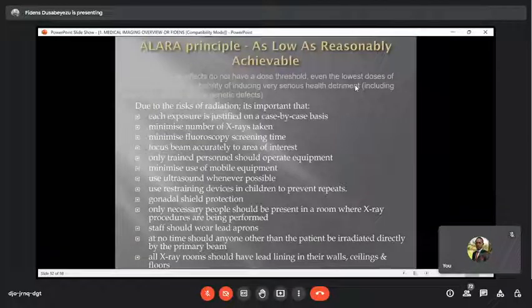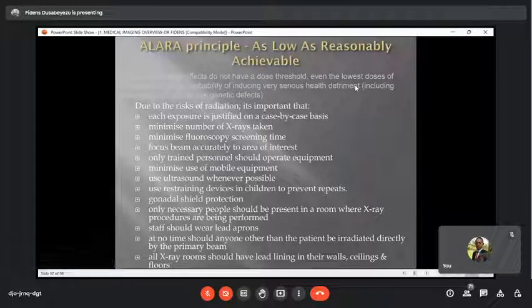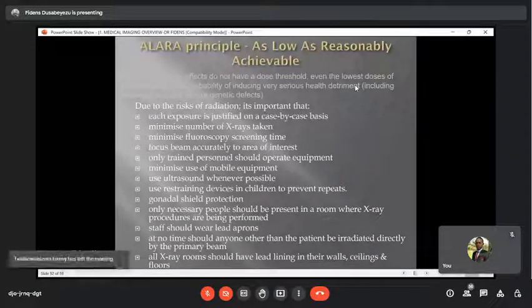Number 11, staff should wear lead apron. Lead apron, those protect from radiation. When you are operating, make sure you use them so that you are protected from radiation. Number 12, at no time should anyone other than the patient be irradiated directly from the beam. Even in fluoroscopy, for example, I told you that in fluoroscopy even the machine user can be within the room, the field of radiation. But make sure the primary beam is not oriented to you. Let it orient to the patient only.